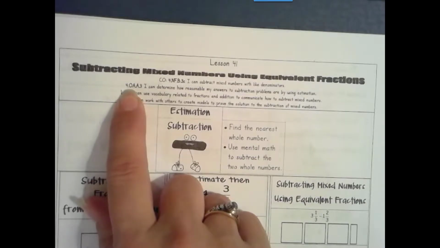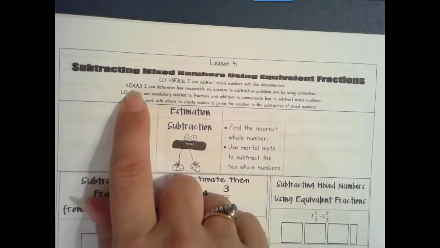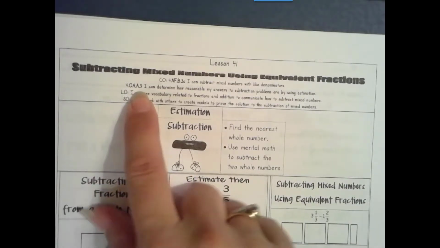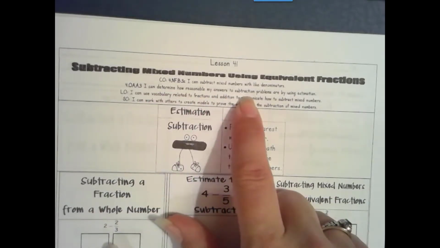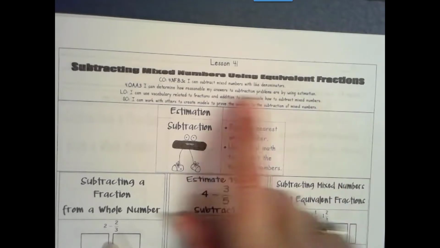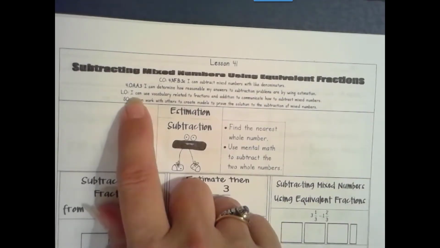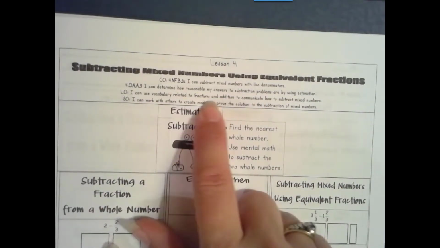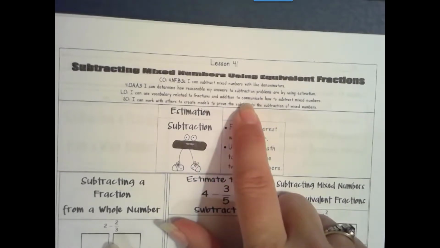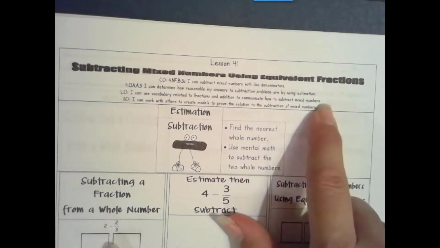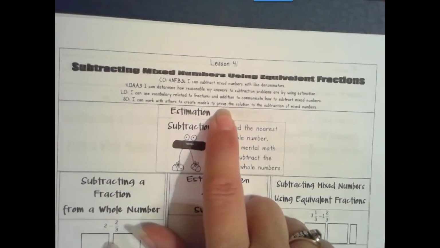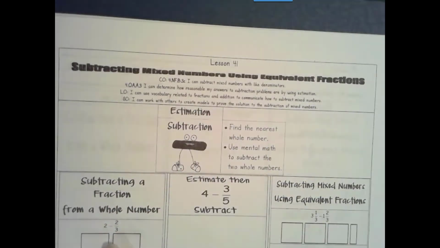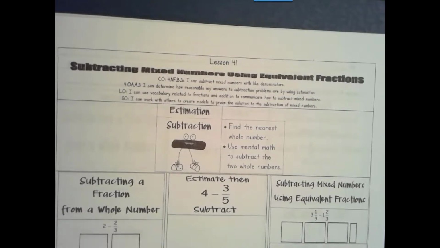4.OA, Operations and Algebraic Thinking, A.3. I can determine how reasonable my answers to subtraction problems are by using estimation. Language objective. I can use vocabulary related to fractions in addition to communicate how to subtract mixed numbers. Social objective. I can work with others to create models to prove the solution to the subtraction of mixed numbers.